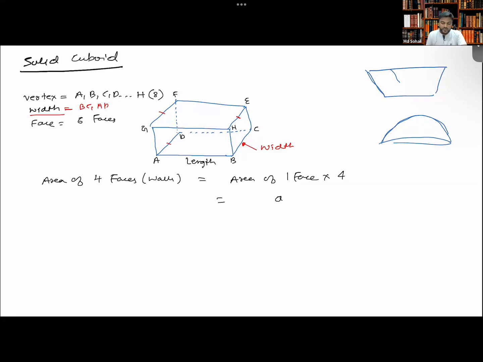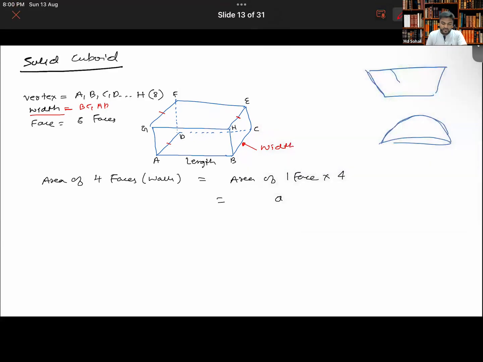Look, for this one, say that the length here is A and the breadth here is B. In order to find the area of this face, face ABHG, we are talking about lateral surface area, excluding the base and the top, right? So it is going to be length into breadth. 4A square, no, that is wrong here. It's a solid cuboid here.